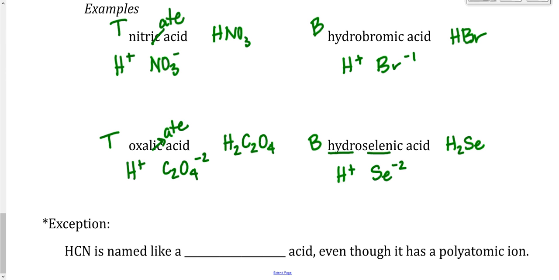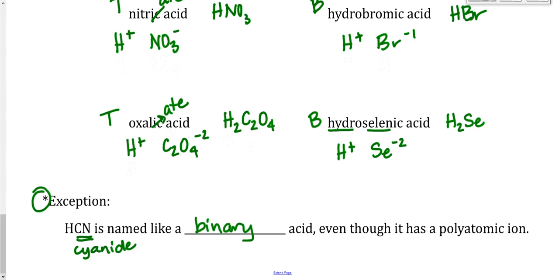All right, one last little thing. There is an exception, of course. HCN is named like a binary acid. So technically this is ternary because we have cyanide here. That's that polyatomic ion. And so what is the name actually? So HCN is hydro, even though it's ternary, we're naming it binary, hydrocyanic acid.